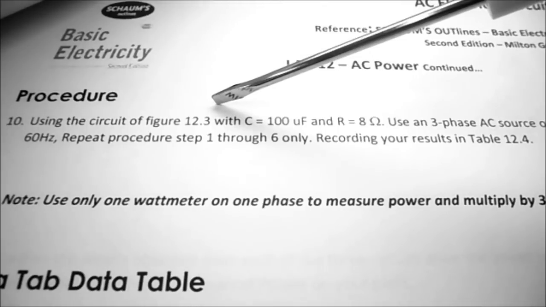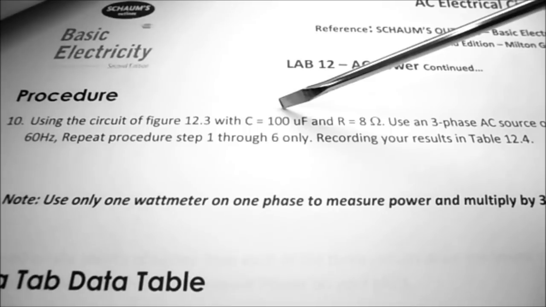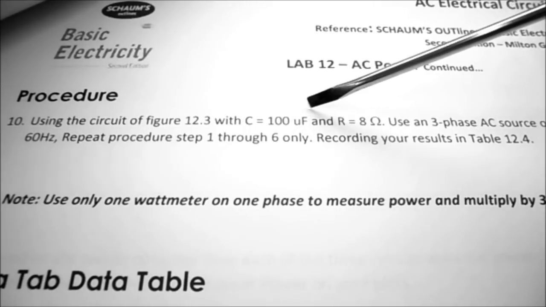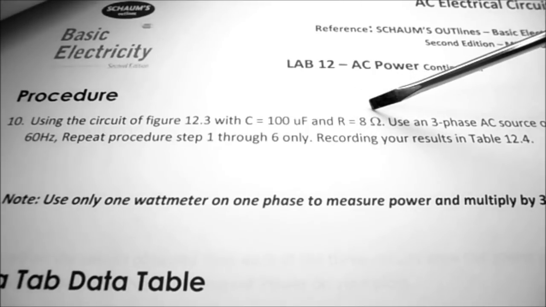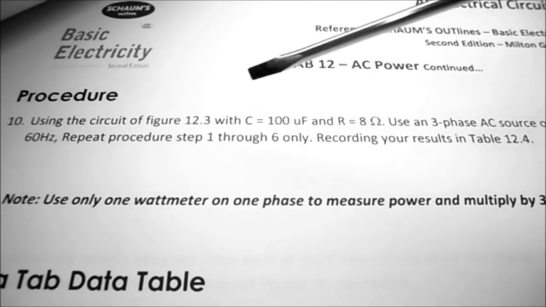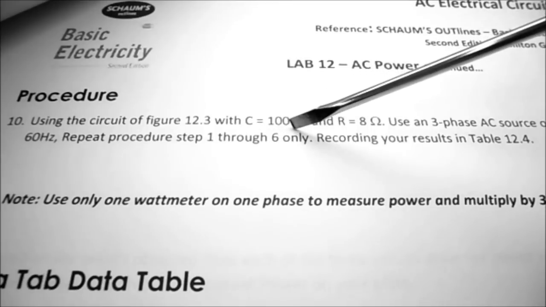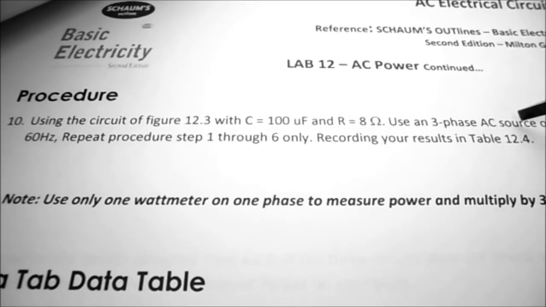So under procedure, step 10, we're going to use the circuit of figure 12.3. This is the Y-Delta circuit. Except this time, instead of using an inductor, we're using a capacitor of 100 microfarads, and R equals 8 ohms. And we're to repeat procedure steps 1 through 6 only, recording your results in table 12.4.